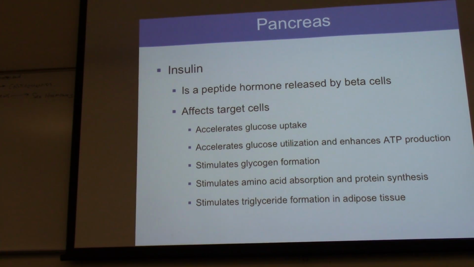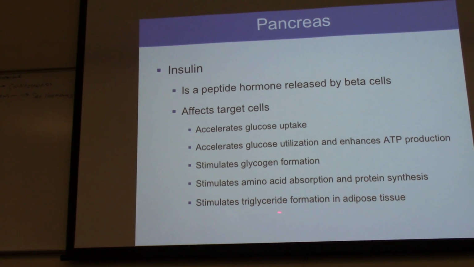Where else do you store glycogen besides the liver? In your muscles. Yeah. Fat's a different thing, right? Amino acid absorption, it makes a lot of things work for you. I mean, insulin really makes it all work right.